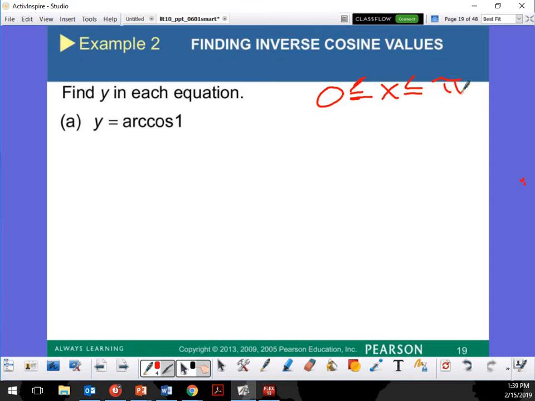So what quadrants is that going to be? Quadrant 1 and 2. Quadrant 1 and quadrant 2, right? So now it's asking, where's my cosine equal to positive 1? At 0. Nowhere else over that interval.